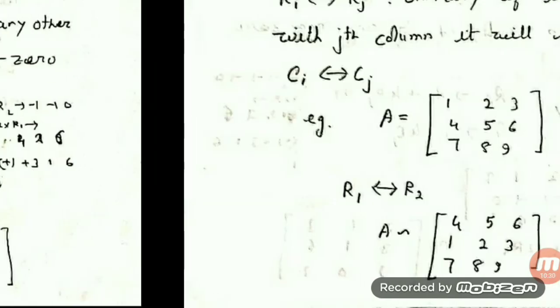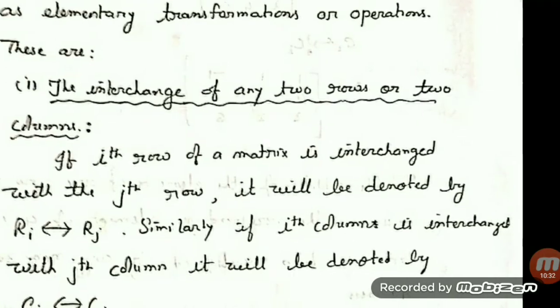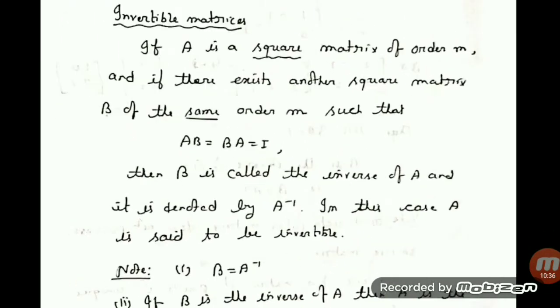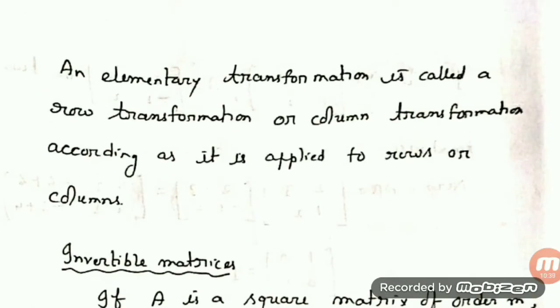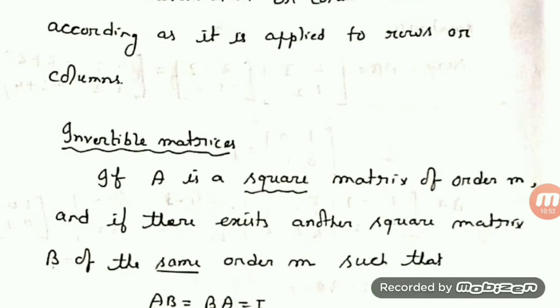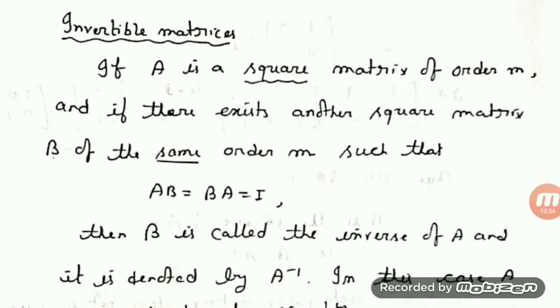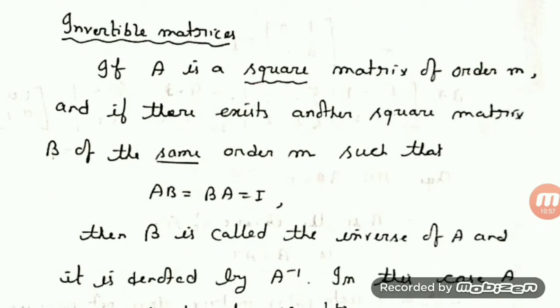Now, an elementary transformation is called a row transformation or column transformation according as it is applied in row or column, as I told you earlier. Here I had already told you that we are going to apply this transformation to find the inverse of a matrix. So now first see what the inverse of a matrix is.